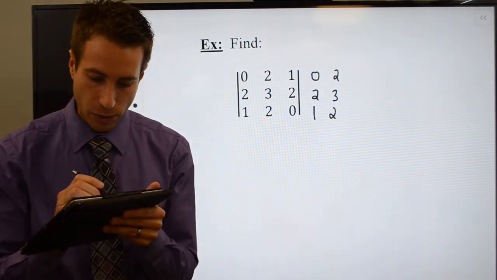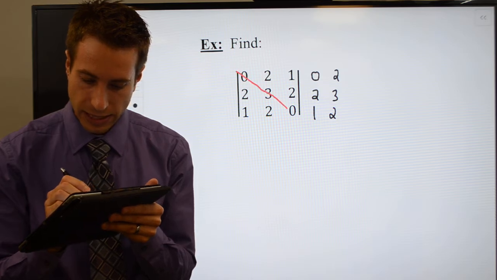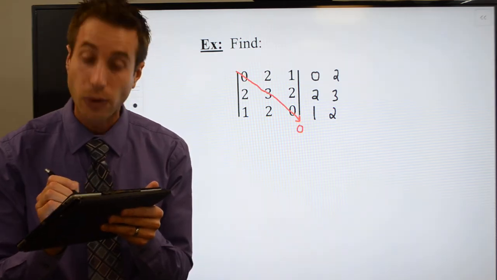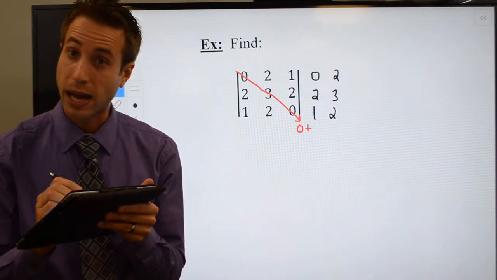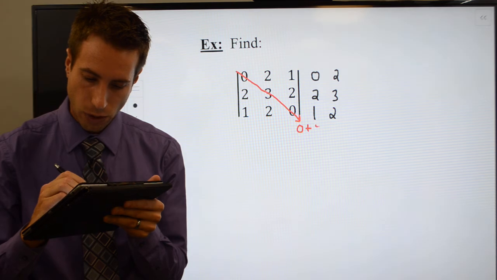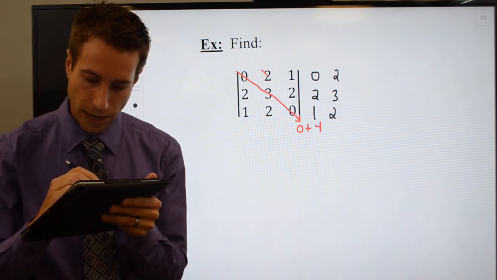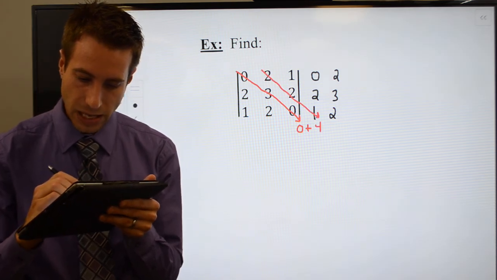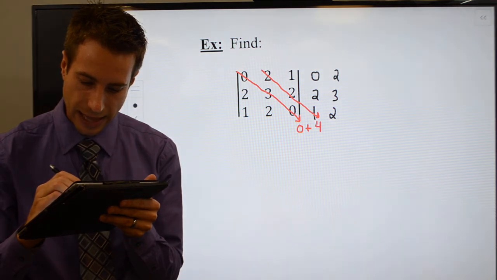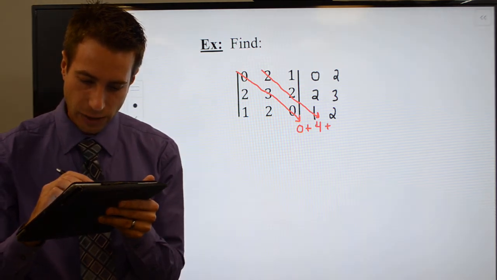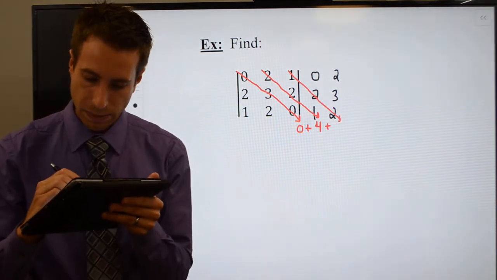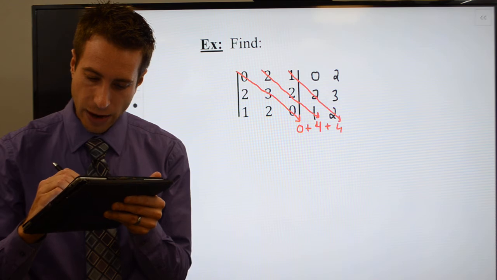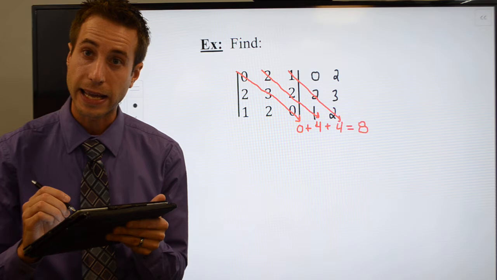My first diagonal is going to be 0 times 3 times 0, which of course is a 0. I'm going to add to that 2 times 2 times 1, which is going to be a 4. Sorry, let me draw my arrow. There we go. And then we're going to add to that 4 my final diagonal, 1 times 2 times 2, which again happens to be a 4. Now, I add all those together and we should get 8.